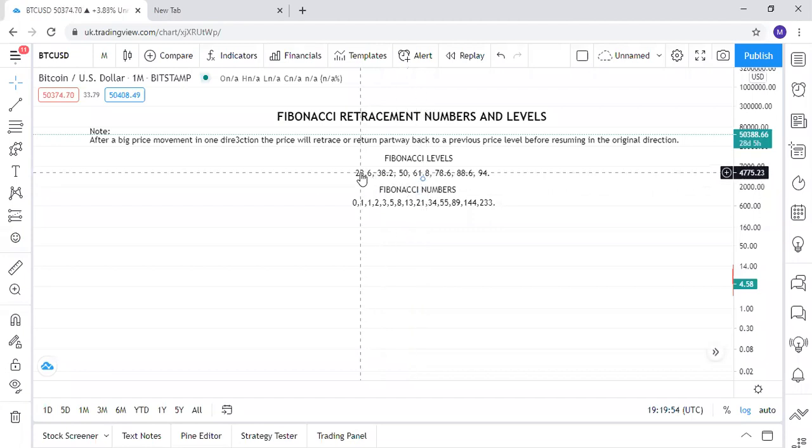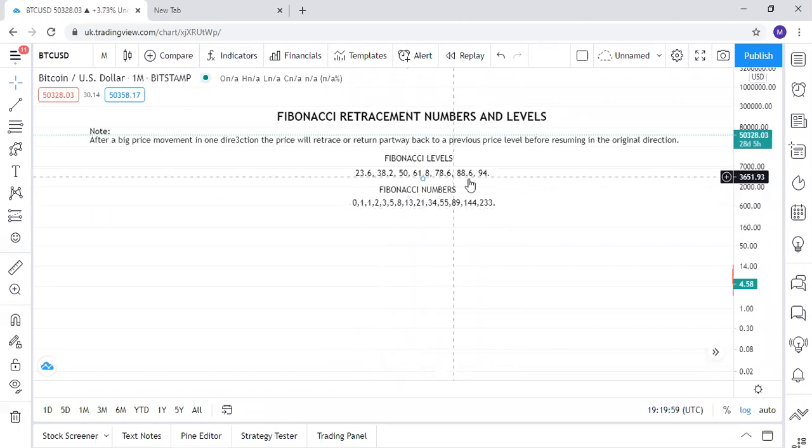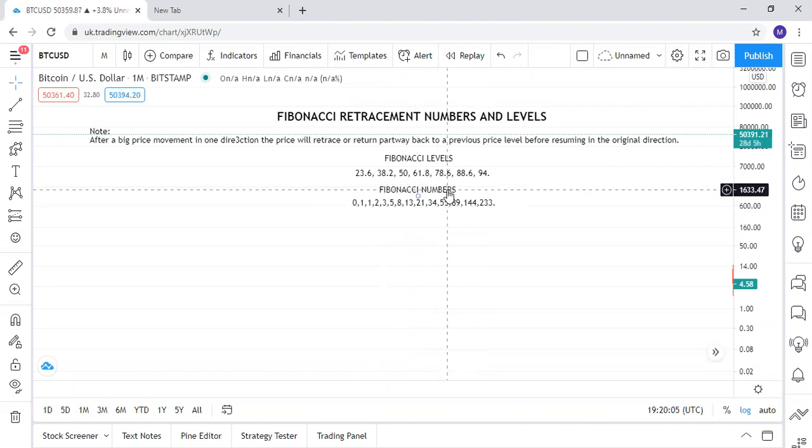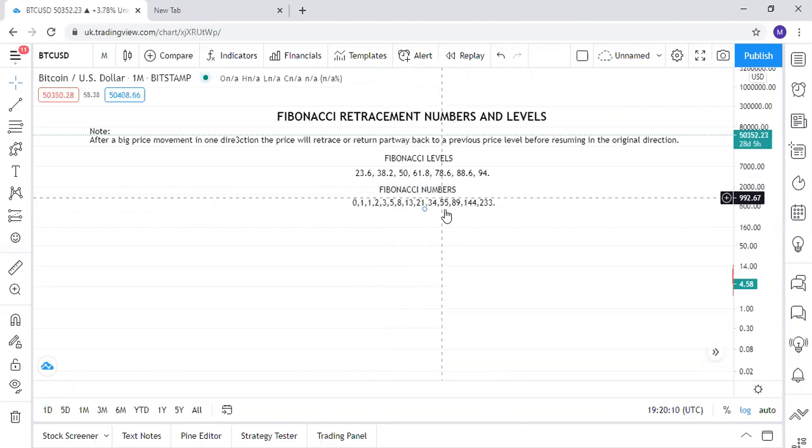Now, 23.6 to 61.8 are gotten from the Fibonacci sequence. Do you understand? But 78.6, 88.6, 94 are gotten through advanced mathematics, so we won't need to do that. For the sake of knowledge, you don't really need all this calculation, but for the sake of information, that's why I'm going through them.